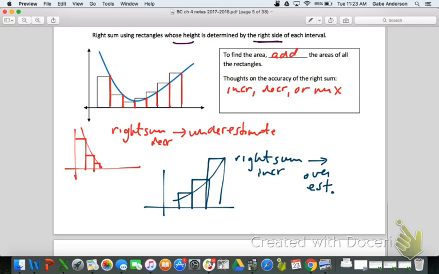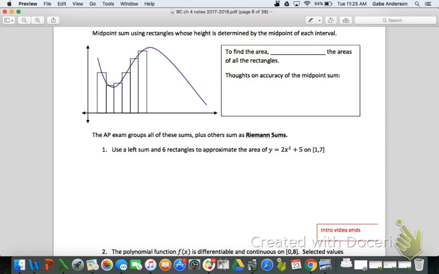Okay, our final one we're going to look at here is a midpoint sum. With a midpoint sum, we do not use the height of the curve at the left edge or the right edge, but we use the height of the curve right in the middle of the interval. It's a little bit harder to draw, but maybe you can see that this rectangular height corresponds not with the left or the right edge, but with right in the middle of the interval. Same thing here. That one's off a little bit, but hopefully you get the idea.